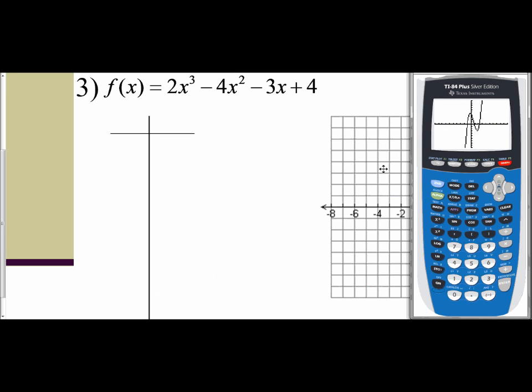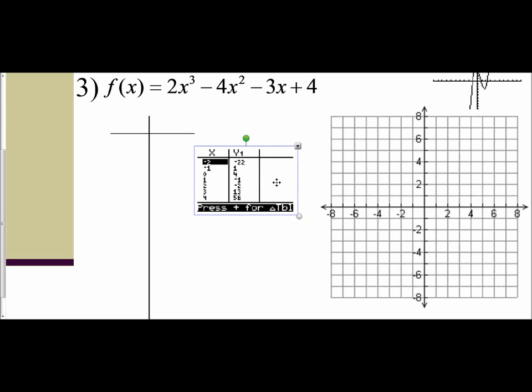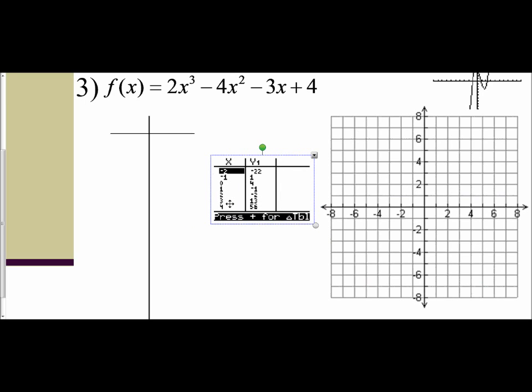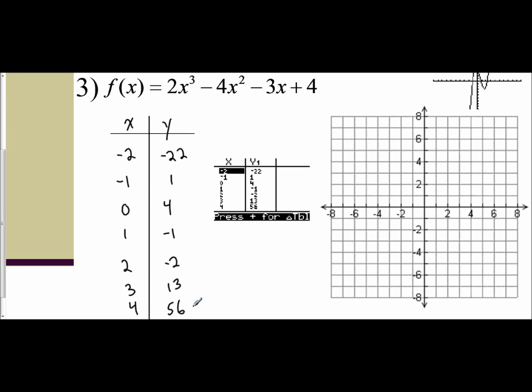And I'm going to pull the table of values from my calculator. So second table, looking at my y's, this is a good range of y's. A lot of them fit on this graph. So I'm going to go ahead and use the y values that appear from x equals -2 all the way to +4. So let's copy down our table of values. So I have my x column, my y column. At -2, I'm at -22, -1, +1, 0, 4, 1, -1, 2, -2, 3, 13, and 4, 56.